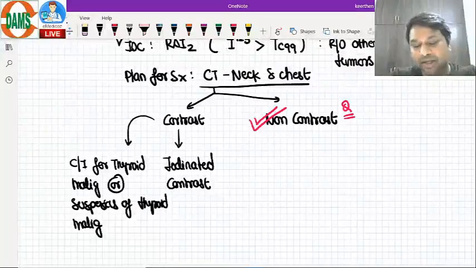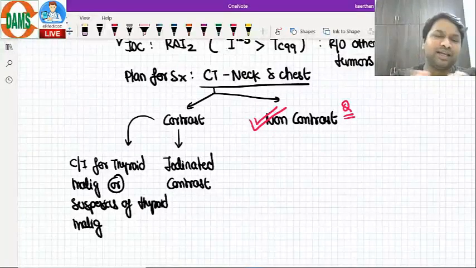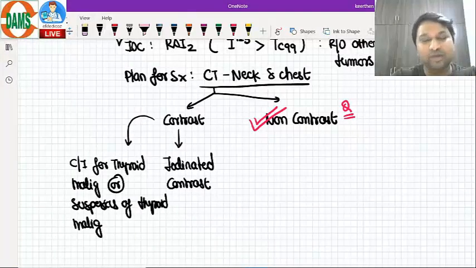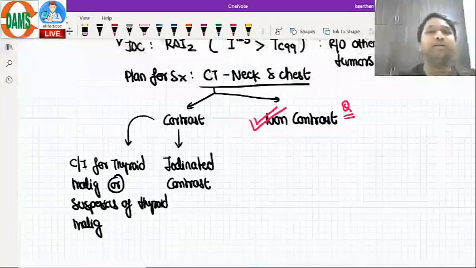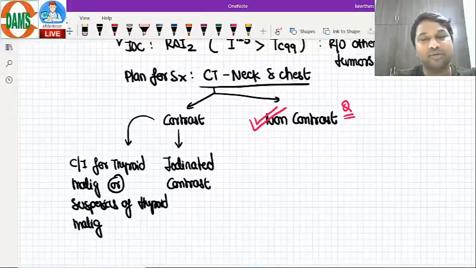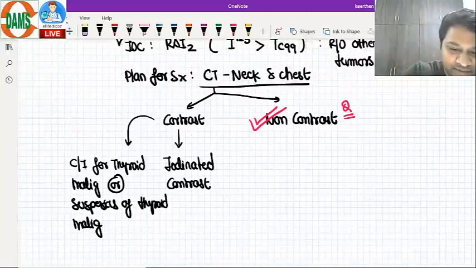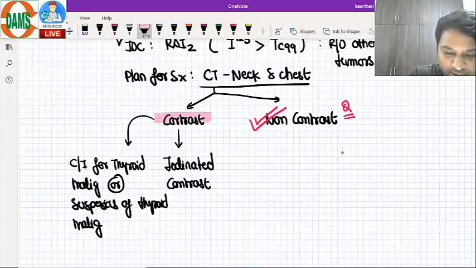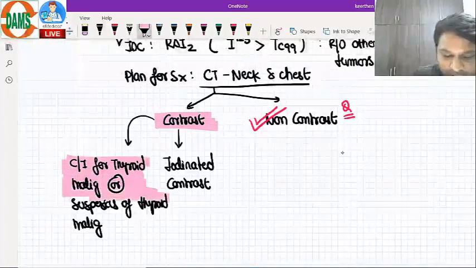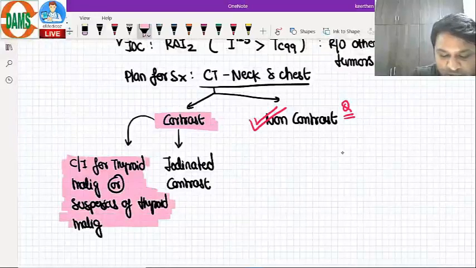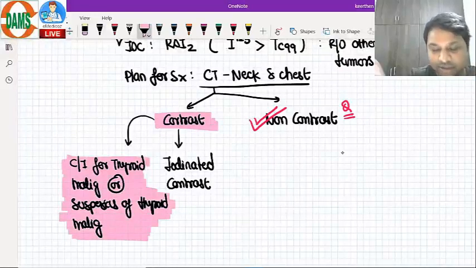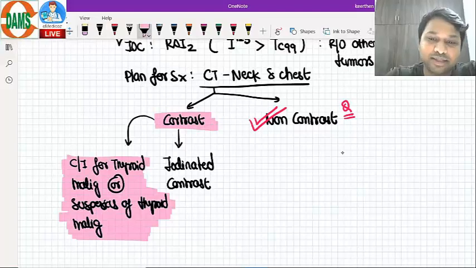So that is why in all suspicious cases, any thyroid malignancy you're trying to work up, contrast CT is contraindicated. Just keep that in mind, and this is a very, very important point. So contrast CT is contraindicated for the workup of thyroid malignancy, or even if you have suspicion of thyroid malignancy, you should go for non-contrast CT.